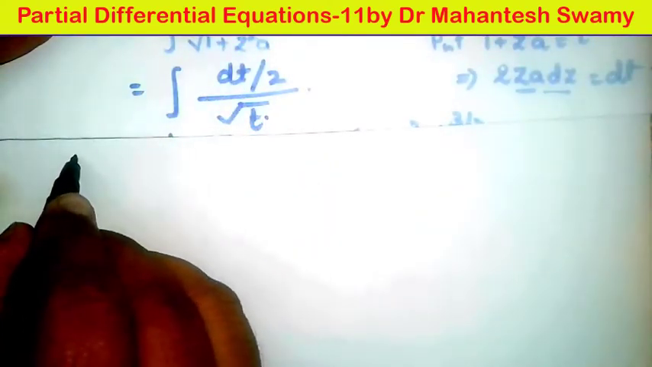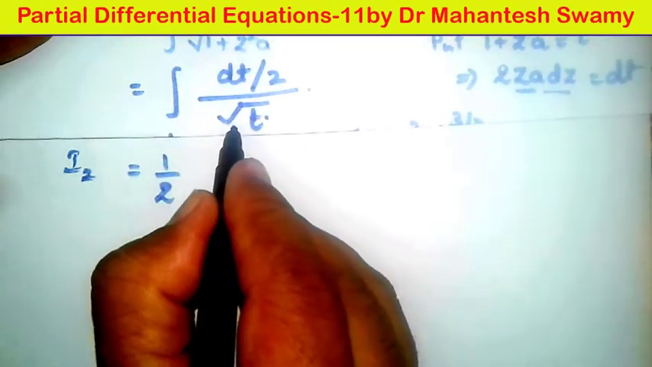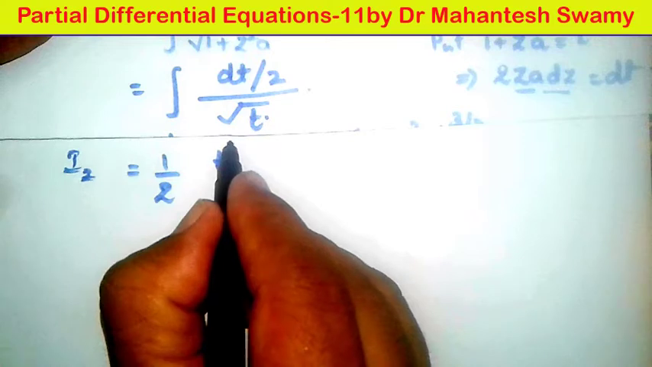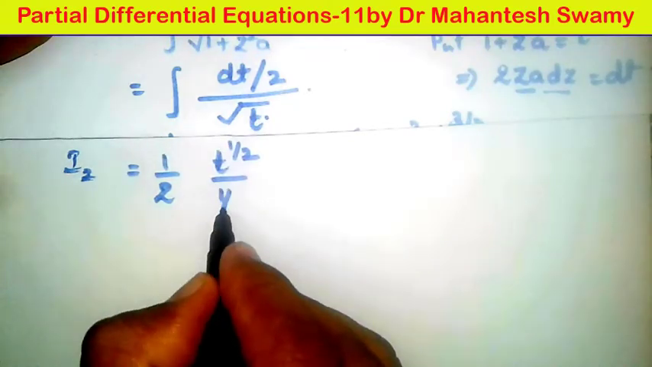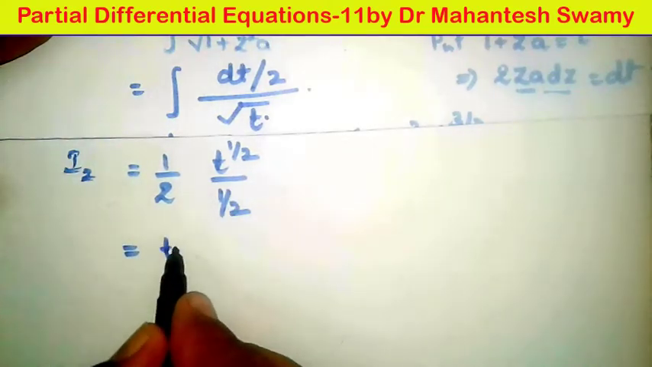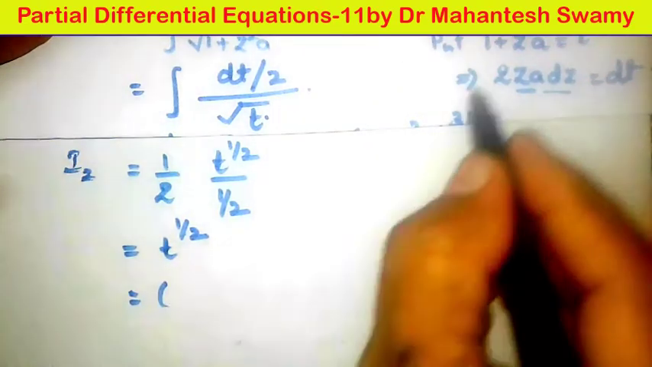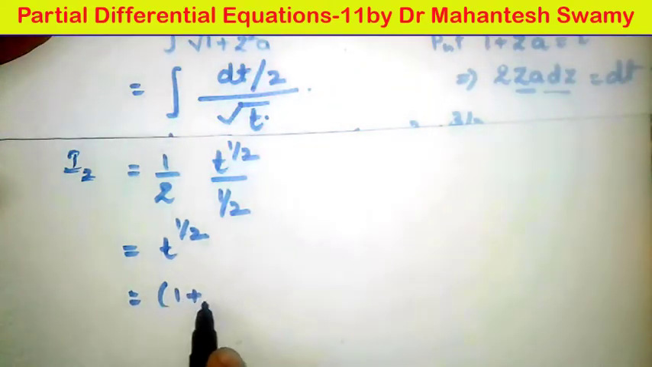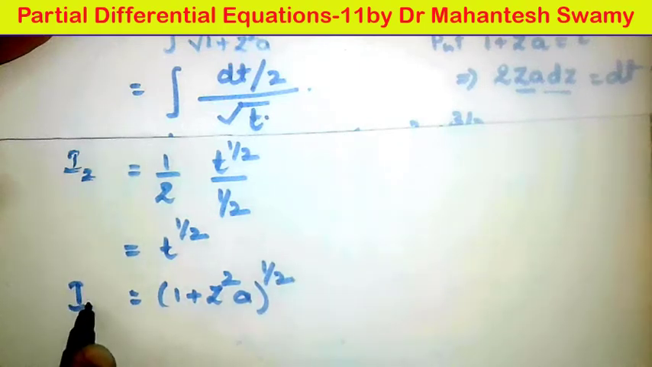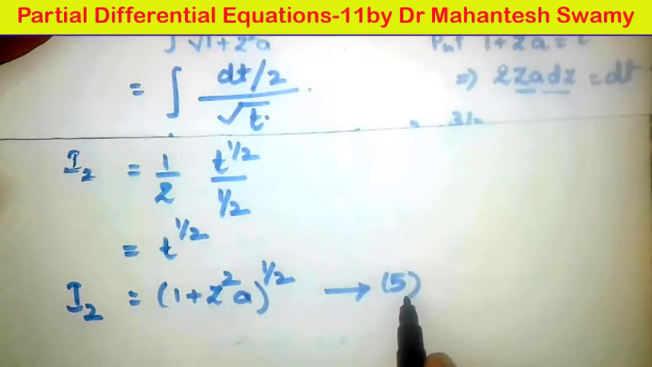Now the value of this integral, we shall write down: I2 equals 1 by 2 outside as it is. The integral of t to the power of minus half is t to the power of minus half plus 1, that is plus half, divided by plus half. So this 2 cancels with this 2, t to the power half remains, and the value of t is 1 plus z square a. So it is 1 plus z square a to the power 1 by 2. So the value of I2 we have obtained in this step. Let us call it equation number 5.